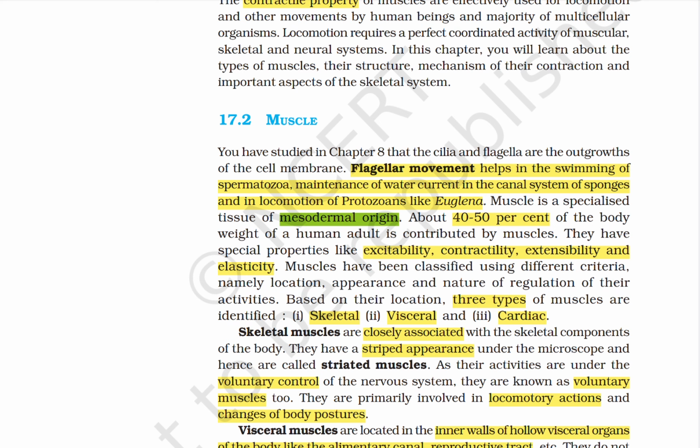Muscle is a specialized tissue of mesodermal origin. About 40 to 50% of the body weight of a human adult is contributed by muscles. They have special properties like excitability, contractility, extensibility and elasticity. Based on their location, three different types of muscles are identified: skeletal, visceral and cardiac.